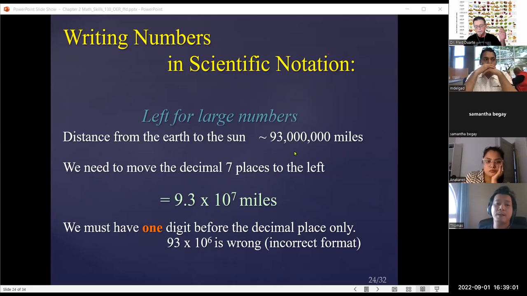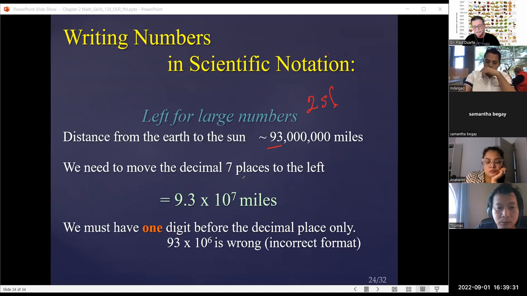For example, if we take this number here, 93 million, it's approximately the distance from the Earth to the Sun. We want to write this in scientific notation. Now, in writing anything in scientific notation, the number 1 point you must make is to determine how many sig figs you have, because your answer should also continue with writing the correct number of significant digits. 93 million has 2 sig figs, so you've got to make sure that your answer has 2 sig figs.